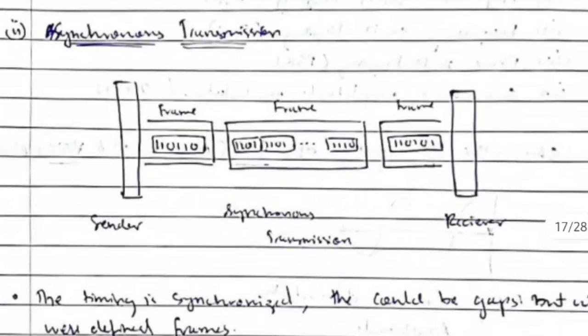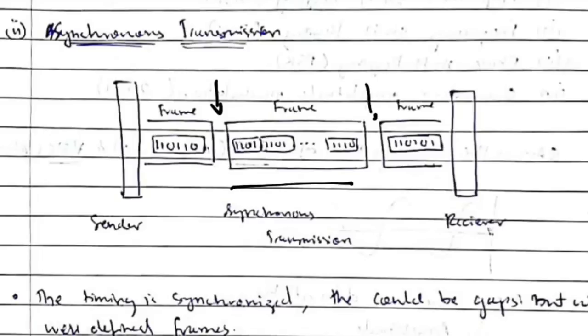And in synchronous transmission there will be no pattern, but there will be frames. Each frame will be sent in a particular interval of time. So for that particular interval of time, the receiver will receive the data. So that's synchronous transmission.